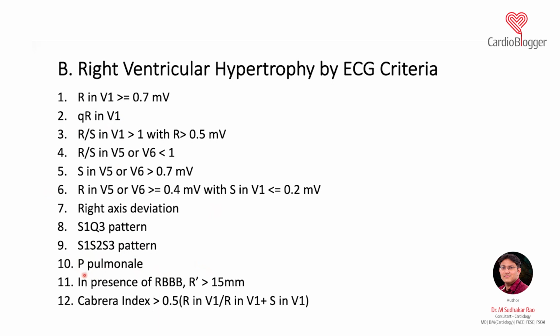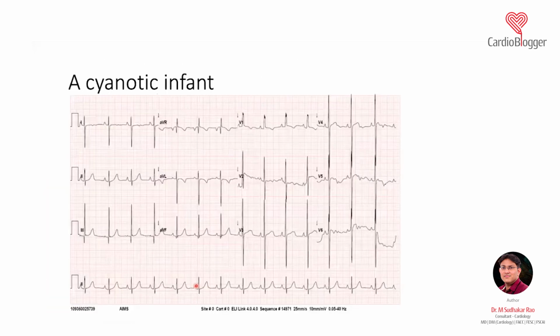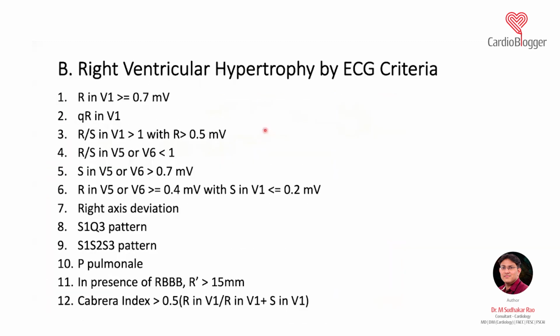If it is there, it is suggestive of right ventricular hypertrophy. Now, in presence of RBBB, if your R' is more than 15 mm, like the ECG which I am showing here, the R' is not actually 15 mm, it's 10 to 11 mm. So it's just a borderline case, but the cutoff should be more than 15 mm to say that there is a form of right ventricular hypertrophy.